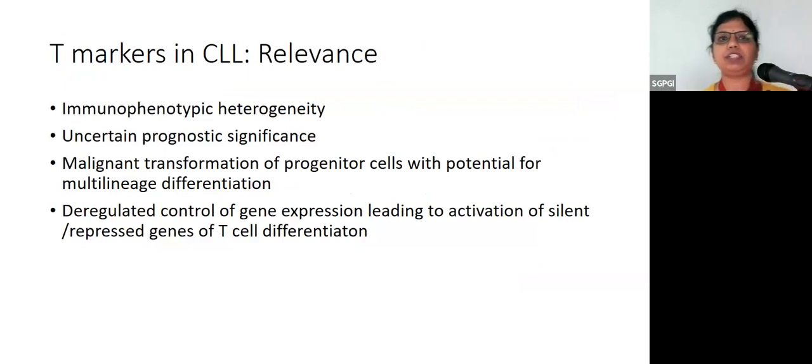So the take-home message for this case is: T markers in CLL, are they really relevant? They just at present depict an immunophenotypic heterogeneity in the B lymphoproliferative disorders. The prognostic significance is still uncertain. Now, how can we explain this? It could be a malignant transformation of progenitor cells with potential for multilineage differentiation, or it could be because of the deregulated expression of genes leading to activation of T cell differentiation gene expression.